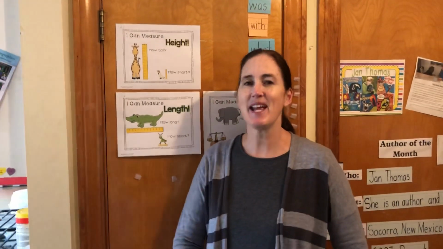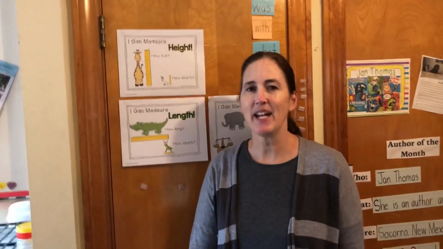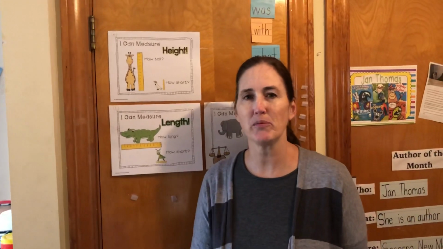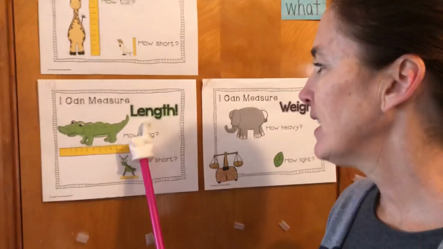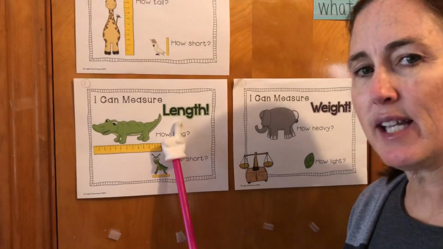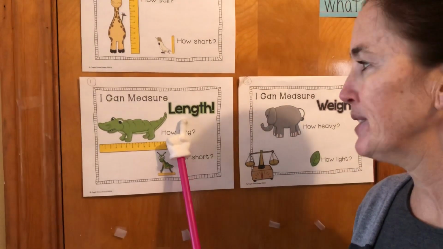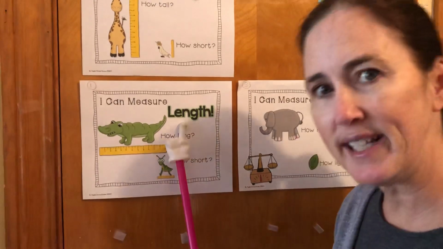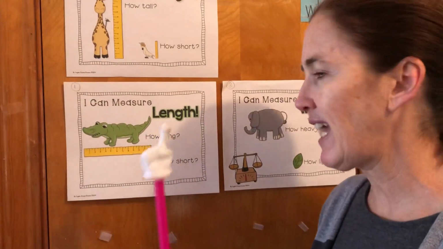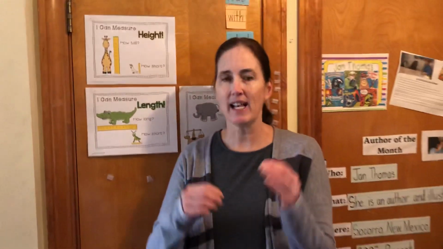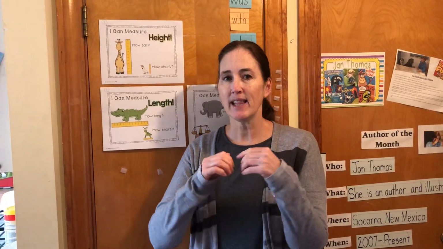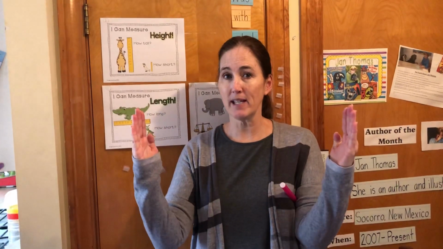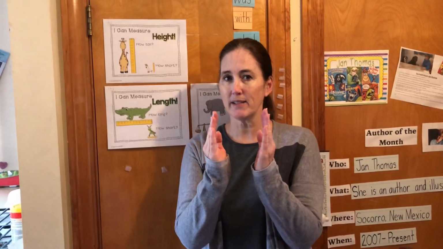Hi everyone, today we're going to do a math lesson and I want to review all the measurement words we've learned so far. So first, we learned about this one. Can anybody remember what this kind of measurement is? Right, it's called length. And length, if you remember, tells how long something is or how short something is. Can you try that at home? Length shows how long something is or how short something is.